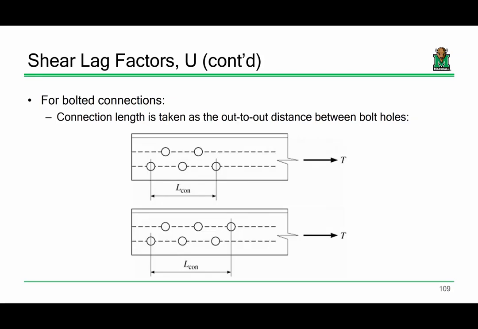Now, how do you compute that? It's the out-to-out distance between your bolt holes. So if you have a staggered connection, the farthest bolt this way, that's your connection length, okay? So that everybody's clear on how to compute that quantity. It's center-to-center bolt spacing. Yes?